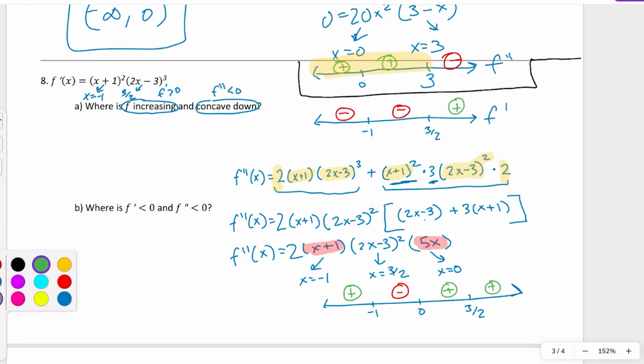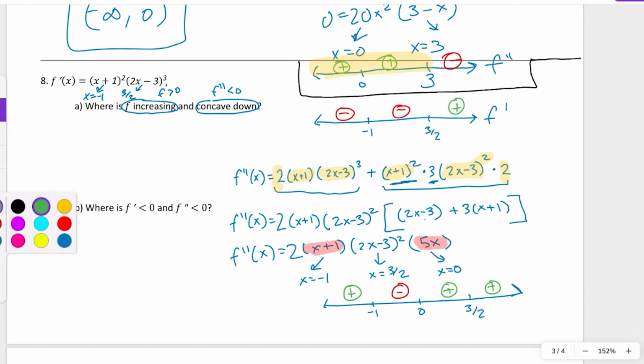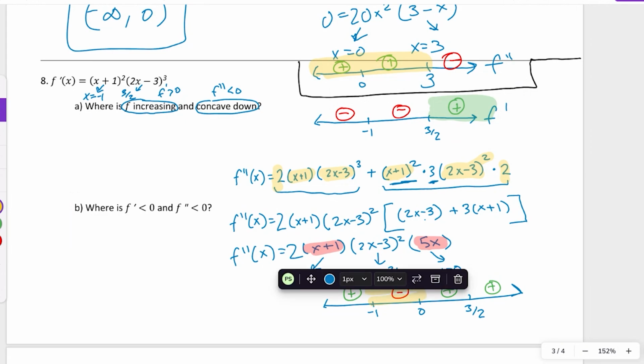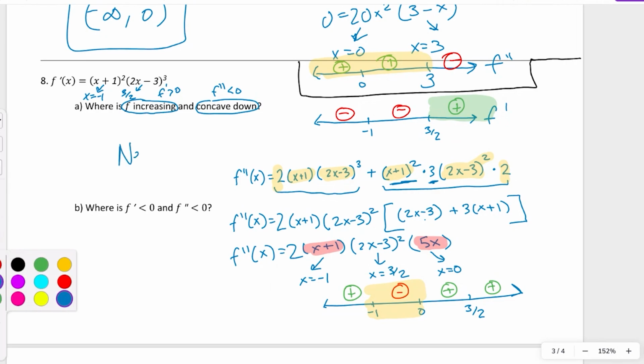Okay, so I'm looking for where f is increasing, and so f is increasing when f prime is positive, so that's going to be here. And f double prime is concave down, so that's going to be where the second derivative is negative. So notice that there is going to be no overlap here, right? The f is increasing after 1.5, but is only concave down between negative 1 and 0. So unfortunately, this never happens. Don't you just hate that? You do all that work to find out that there just isn't an answer.